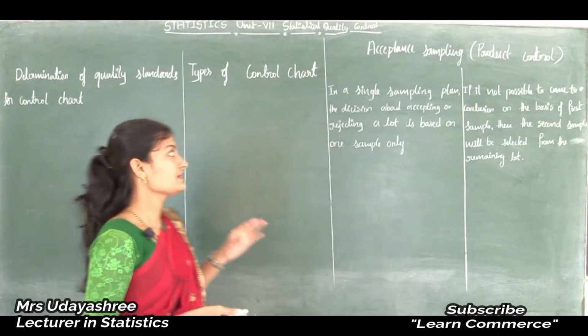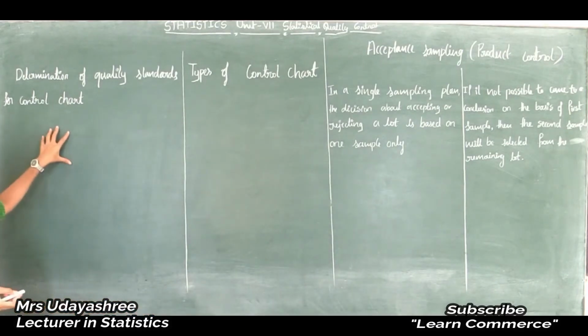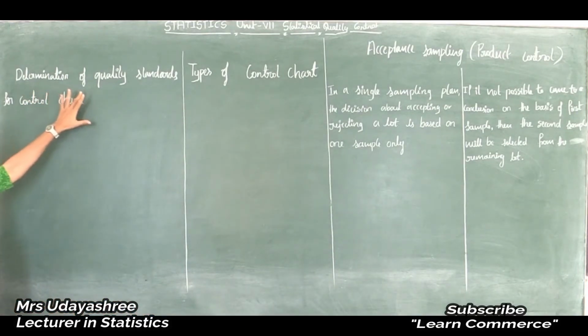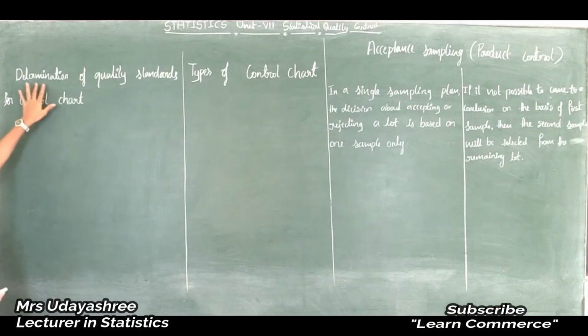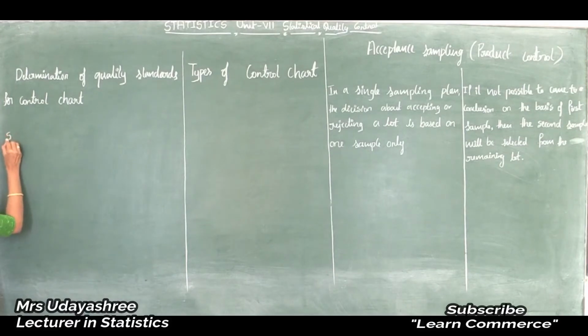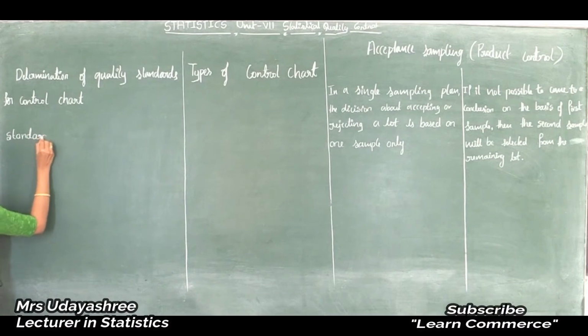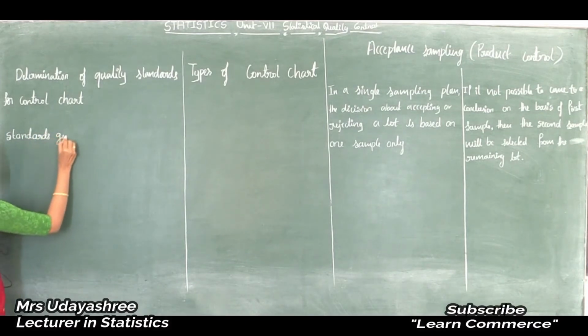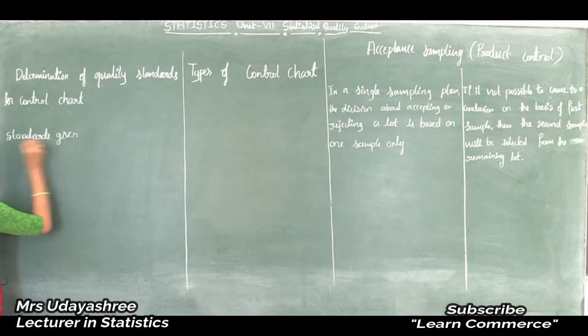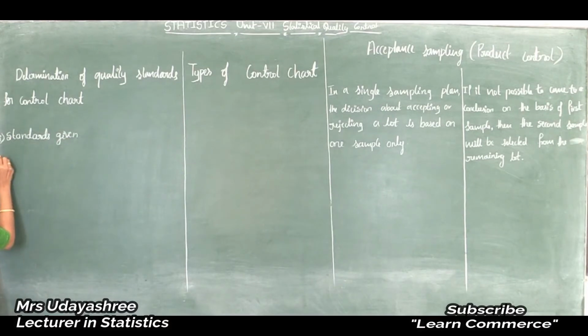Let's start. We already discussed the determination of quality standards of control chart. There are two standards. One is standards given or standards known. Another one is standards unknown or standards not given.